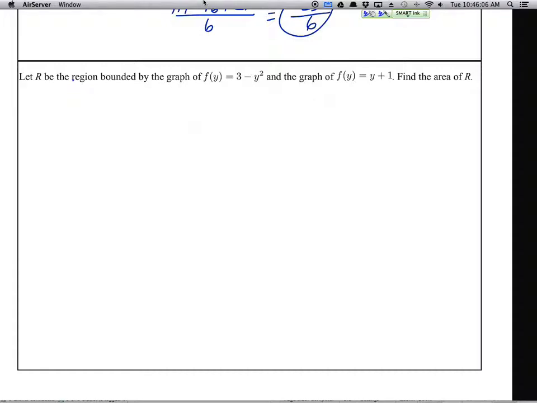All right, on this one. Let R be the region bounded by the graph of f of y equals 3 minus y squared, and the graph of f of y equals y plus 1. Find the area of R. So what do I do to get started? Set them equal.